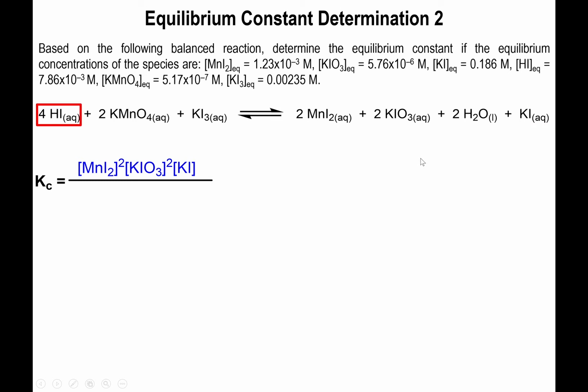Now, look at the reactants. You have HI as a reactant, but you have a balancing coefficient of 4. So that means that you have to divide by the concentration of HI raised to the 4th power.